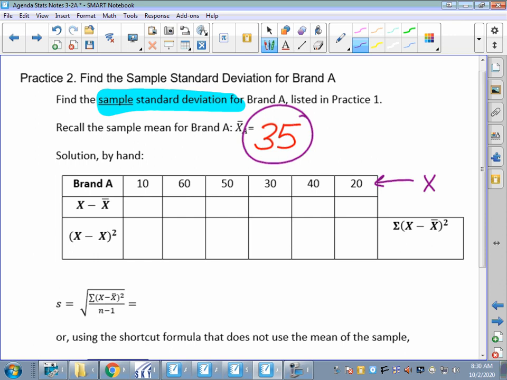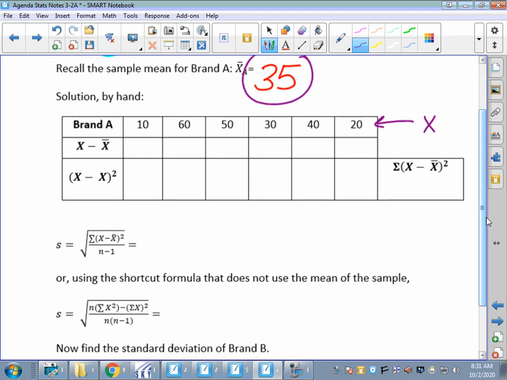I don't know if you'd like this table going across or up and down. I did it this way. So if I'm going to do X minus X bar, that means for this first one, I'm going to do 10 minus 35, and I'm going to get a negative 25. I'm going to do 60 minus 35 because it's X minus X bar and get a positive 25. Those two values are the same distance away from the mean. If I don't square them, they would cancel each other out.